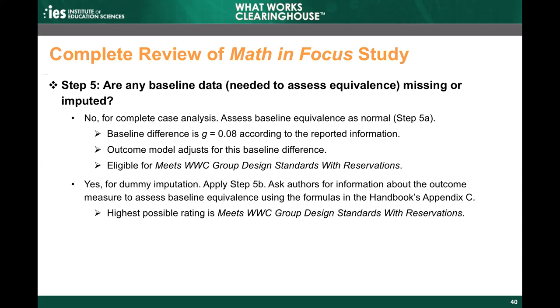Then, are there any baseline data missing or imputed for the other analyses? And there is for dummy imputation. There was imputed baseline data for the dummy imputation analysis. So in that case, we would need to apply step 5B, the more complex review procedures. And in this case, we'd actually have to ask the authors for more information about the outcome measure to assess baseline equivalence using the formulas in the handbook Appendix C.